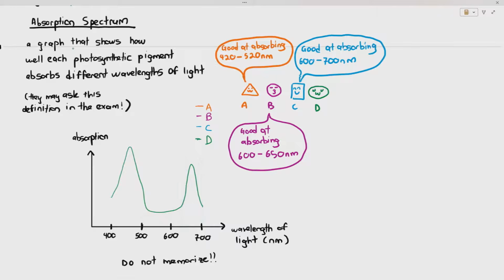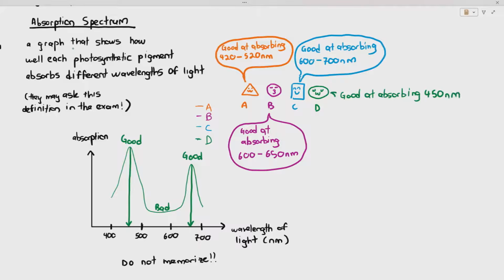But pigment D, however, is a little bit more interesting. Okay, when you look at pigment D over here, it's quite good at absorbing about 450 nanometers of light. But what about 500 to 600? Does it absorb a lot of light there? No, it's bad at doing so. It sucks. But it's also good at absorbing light at around 650 nanometers. So pigment D over here is good at absorbing light at the wavelengths of 450 nanometers or also 650 to 660 nanometers. This is what the absorption spectrum is saying.